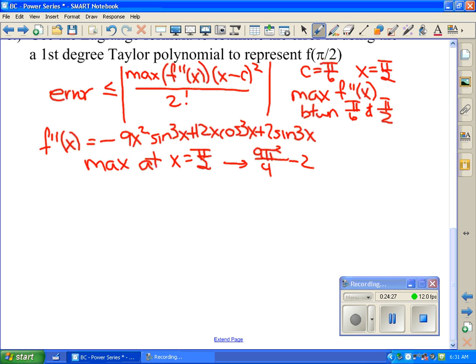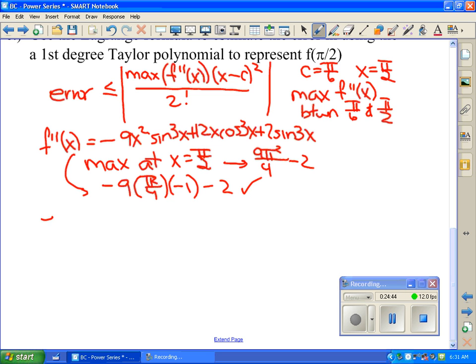So let's see if that makes sense. At x equals pi over 2, if I substitute it in, I get negative 9 pi squared over 4. Sine of 3 pi over 2 is negative 1. Cosine of 3 pi over 2 is 0. And then the last part is minus 2. So that checks out.